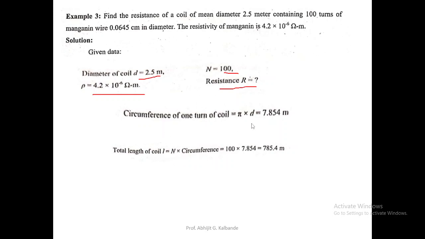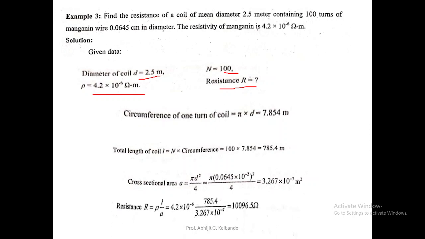The circumference we have calculated, we will multiply it by the number of turns. Total number of turns are 100. So 100 into 7.854, the length of the coil is 785.4. Now as per that, the cross-sectional area will be pi d square by 4. So here I put in the values for the cross-sectional area, pi d square upon 4, and after that we get the value of the cross-sectional area.